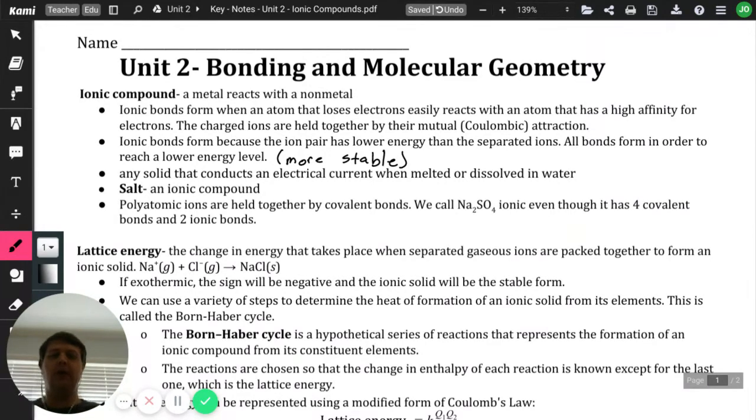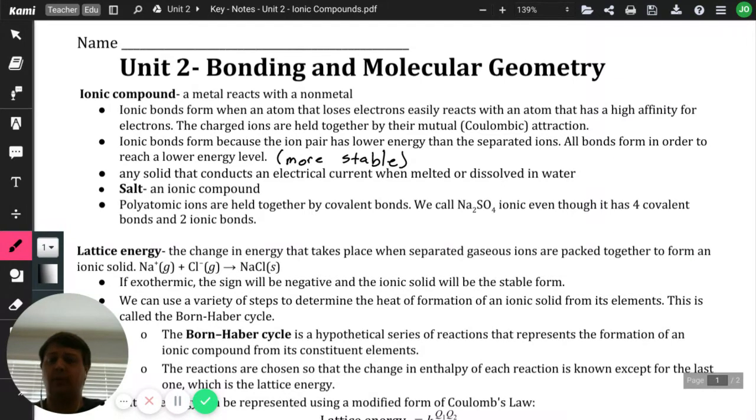Now, here are some properties of our ionic compounds. First off, they are solids that can conduct an electrical current when they're either dissolved in water or melted. So when they're dissolved in water or melted, they will conduct electricity. Other substances won't do that.